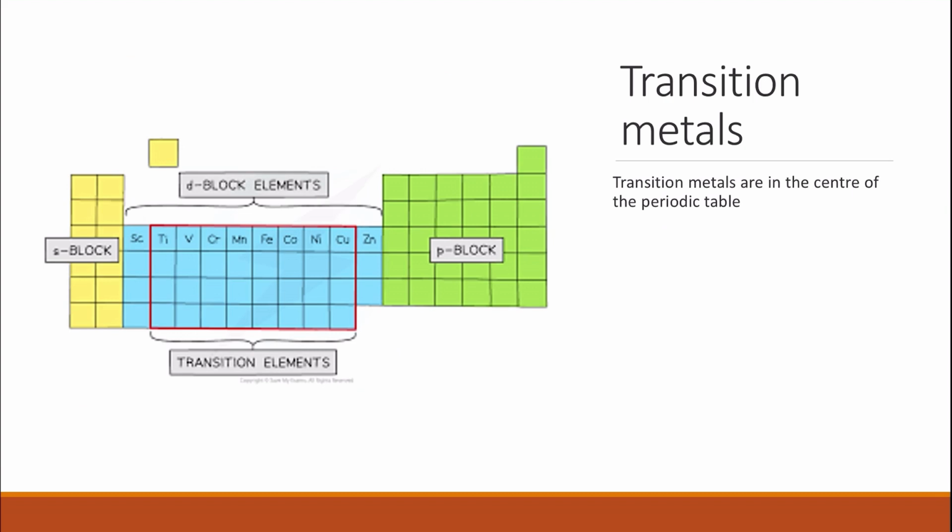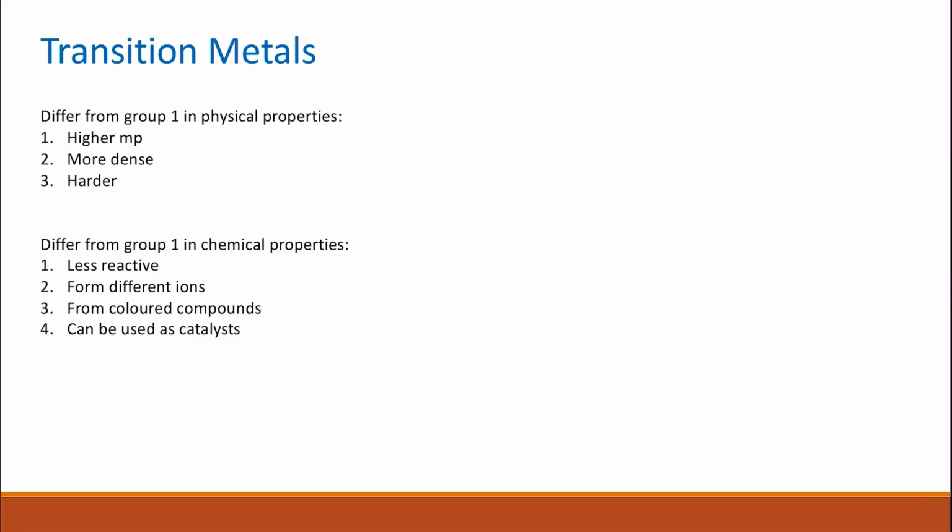Finally, there are the transition metals. The transition metals can be found in the center of the periodic table. A very common question is they ask you what is the difference in the properties between transition metals and group 1 metals. So they differ in their physical and chemical properties. The difference in the physical properties can be seen as they have higher melting points, they are more dense, and they are harder. And for the chemical properties, they are less reactive, they form different ions, and they form colored compounds, and finally they can be used as catalysts.